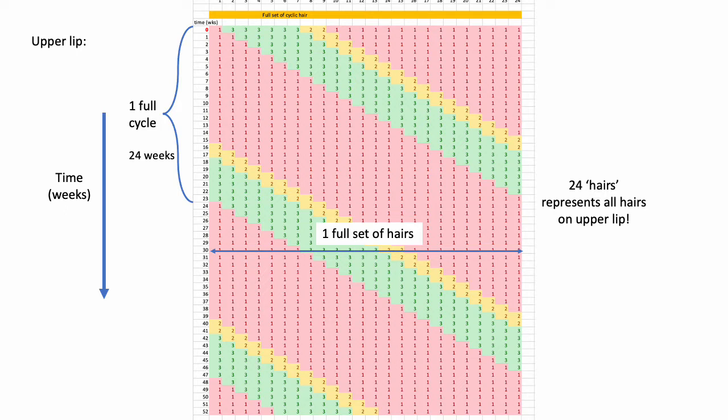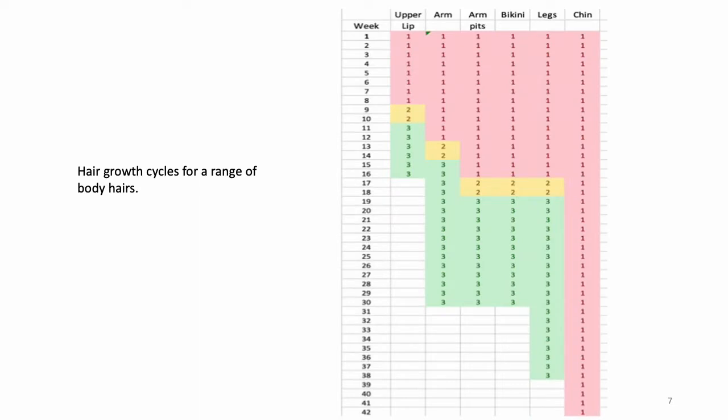which we can then use to figure out how to kill them. And if we look at the hair growth cycles for different hairs across the body, you can see that there's quite a large variation between them all, because they're all growing at different rates, and they all remain in the different phases for different durations. So you can see here the difference between the upper lip, the arm, the armpits, bikini, legs, and the chin. The anagen phase in the chin continues for up to a year, which explains why chin hair can grow so long.